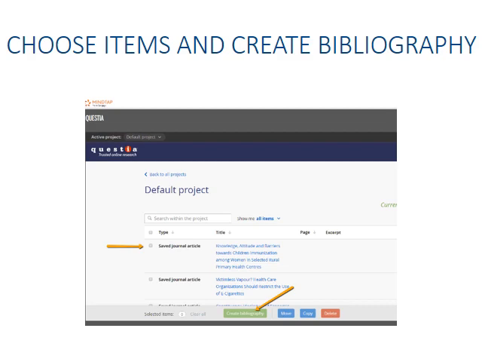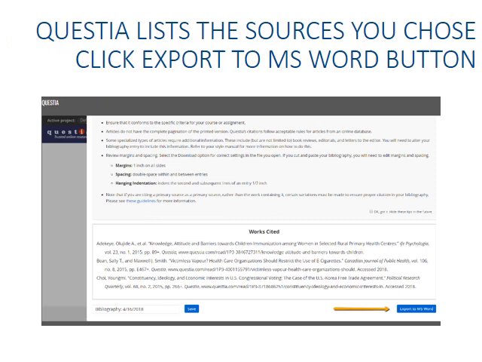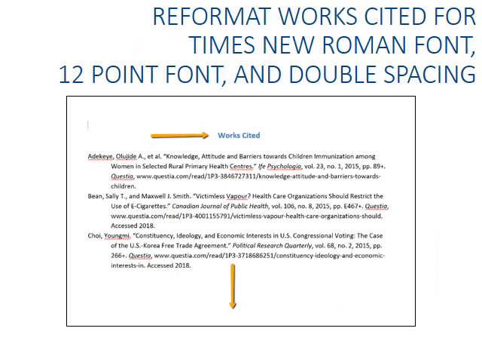Choose Items and create bibliography. Questia lists the sources you chose. Click the Export to MS Word button. Reformat the Works Cited for Times New Roman font, 12-point font, and double spacing.